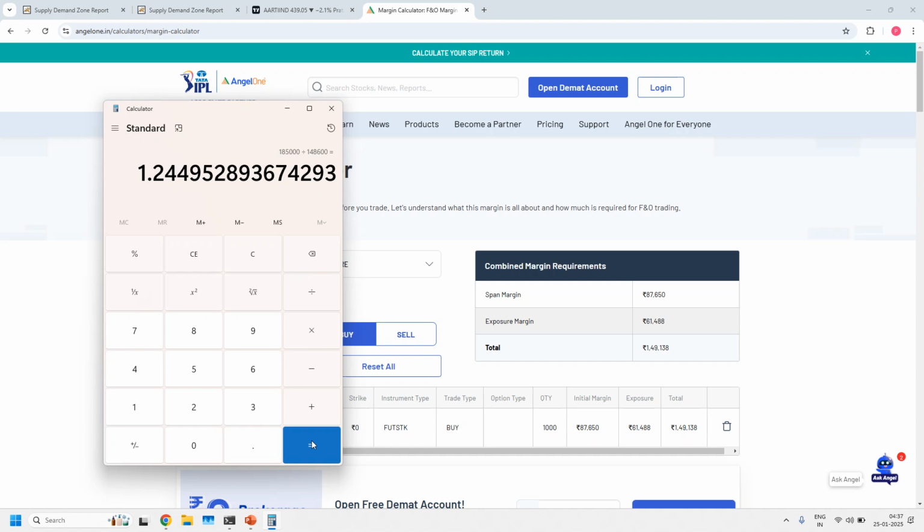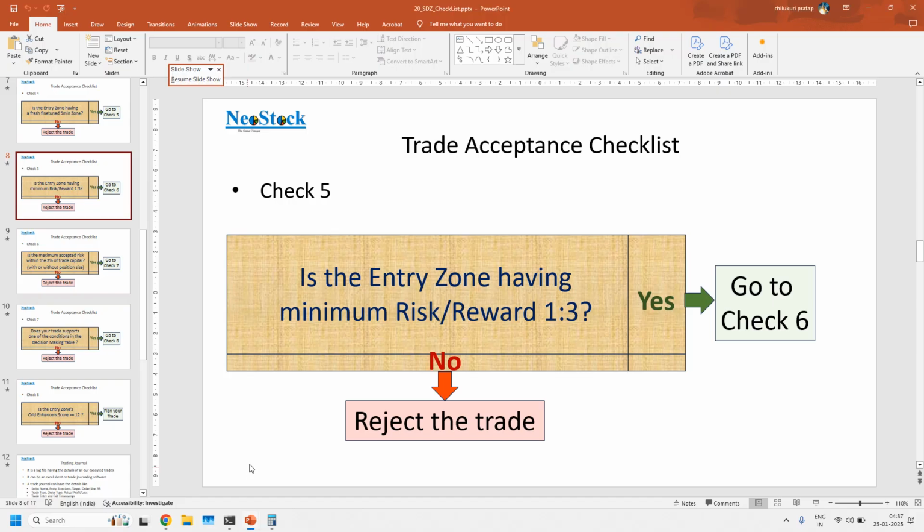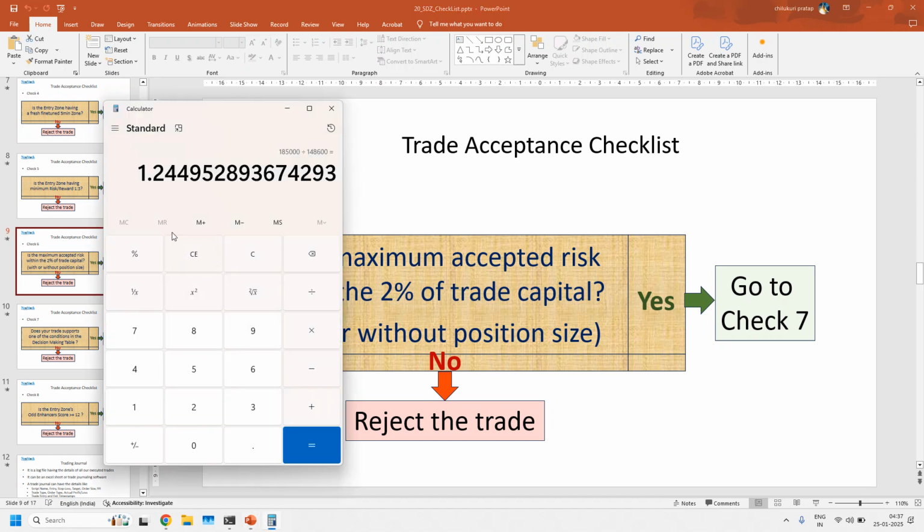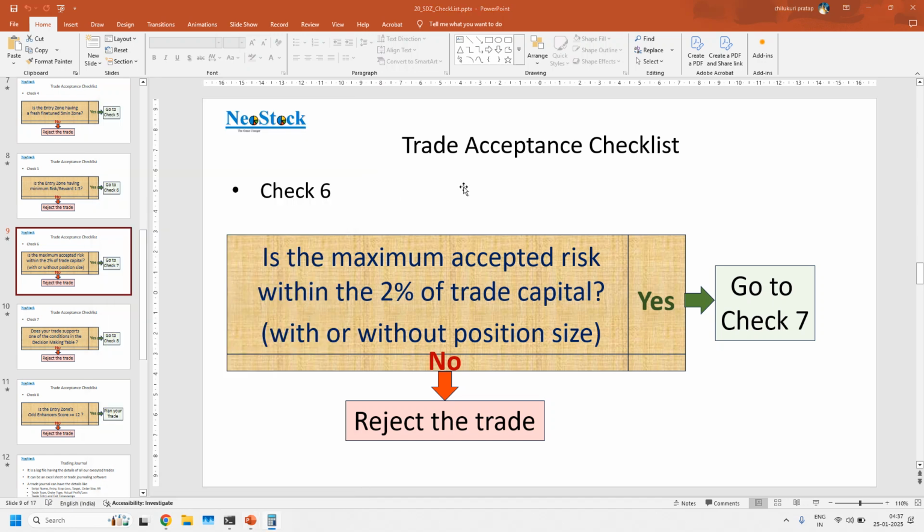Is it within our 2% risk limit? Yes, less than 2%. That means our checklist is passed. Look into the checklist. Did you get 1:3 RR? Yes, exactly. We got 1:3. We fine-tuned. Now, what is the next checklist item? Is your maximum accepted risk less than 2%? Yes. Now our maximum accepted risk is only 1.25. This is also passed.